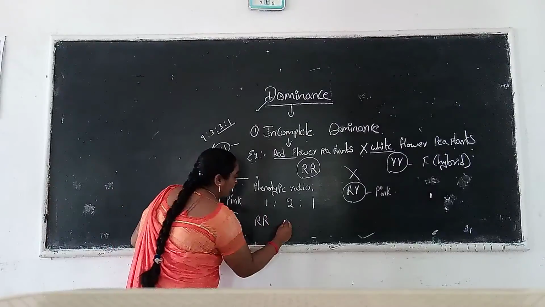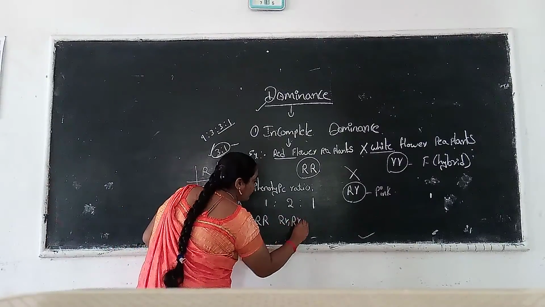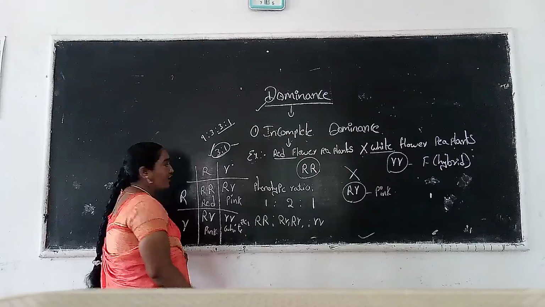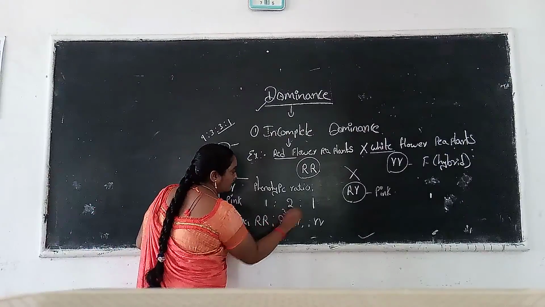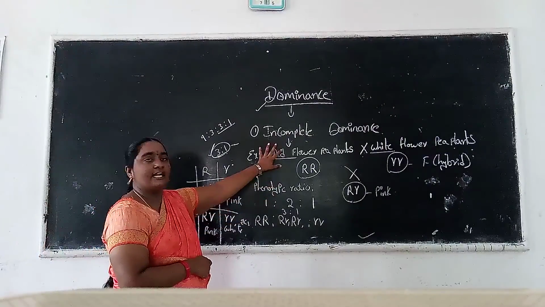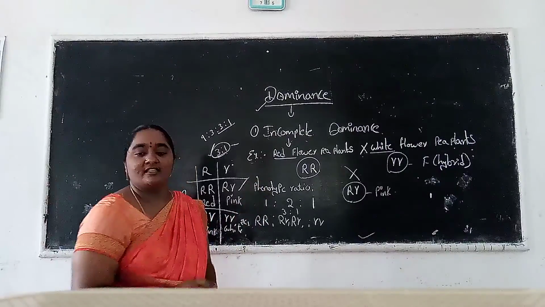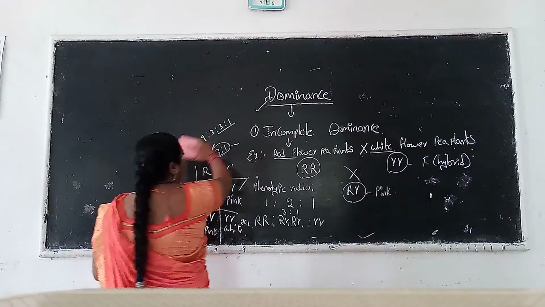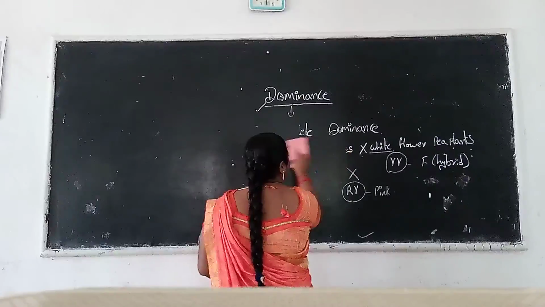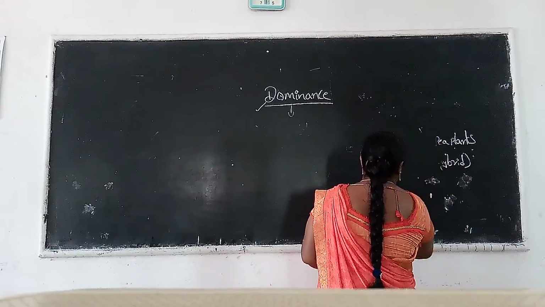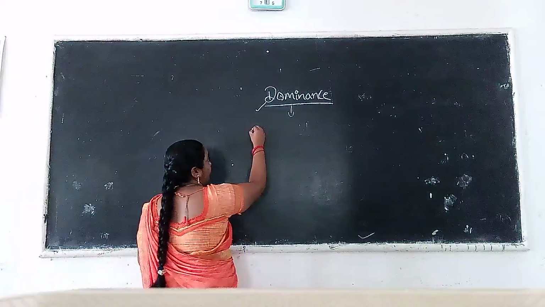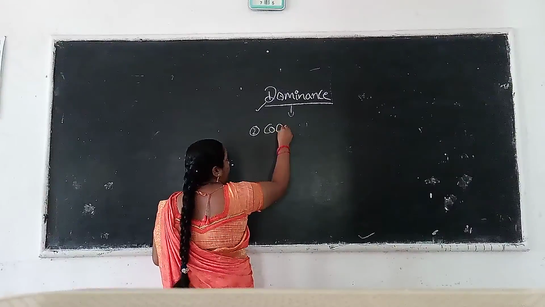Again capital R smaller, and again smaller. That is a genotype. So the Mendel basic formula 1+2=3:1. That is right. It is the best example of incomplete dominance. The next one, coming to codominance.